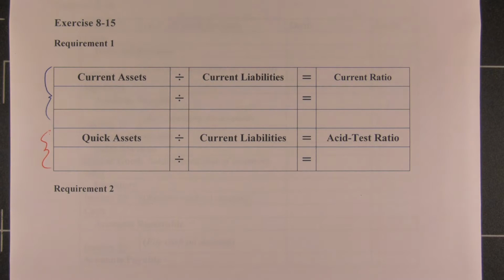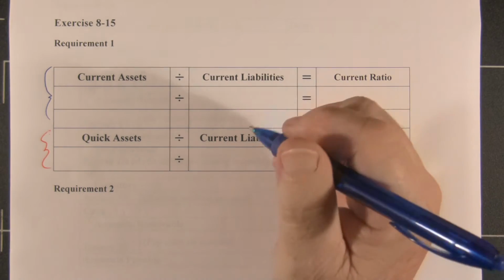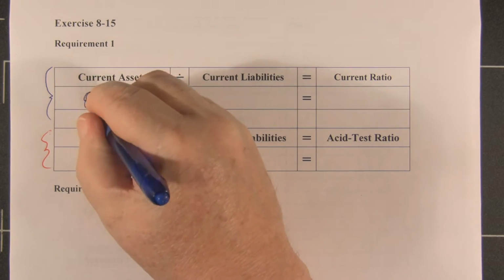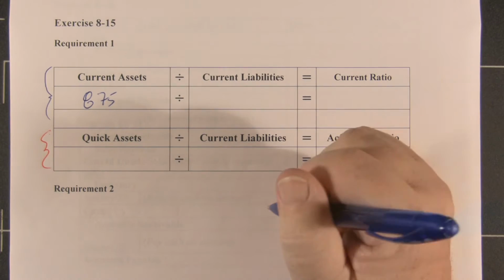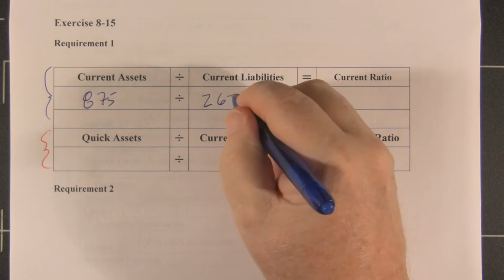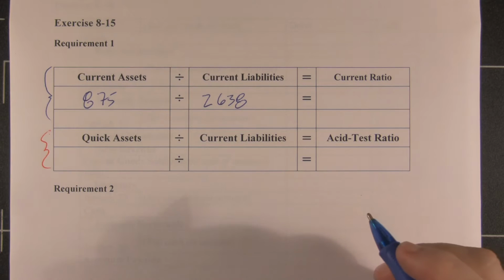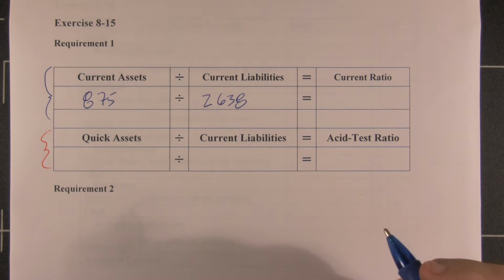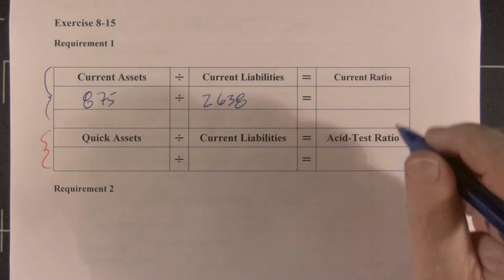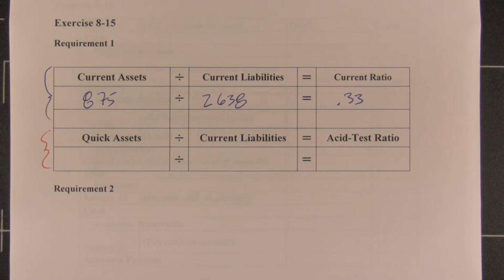So we'll do the current ratio first, and that's the 875, the total current assets. That number's given to you in the text. And we're going to divide that by the current liabilities, and that's given at 2638. Now these answers are in millions. So given those two numbers, we divide 875 by 2638, and we come up with 0.33. The current ratio is 0.33.